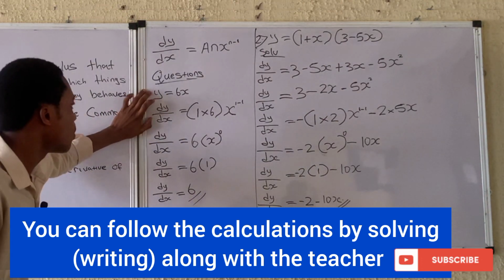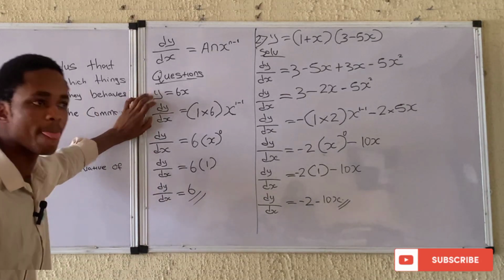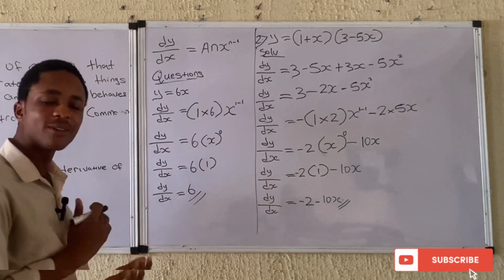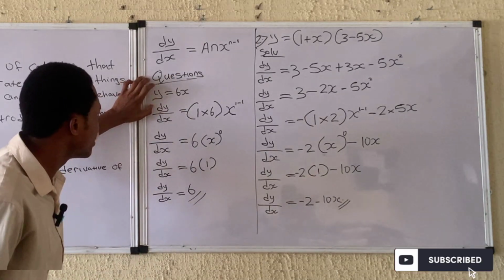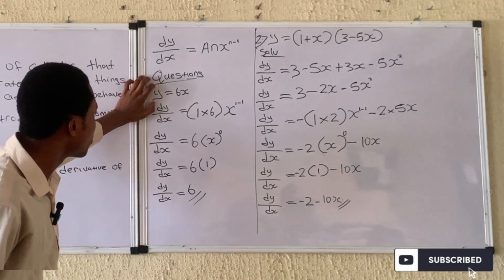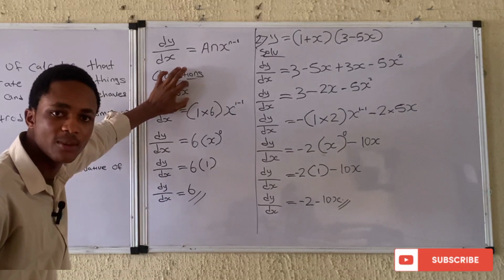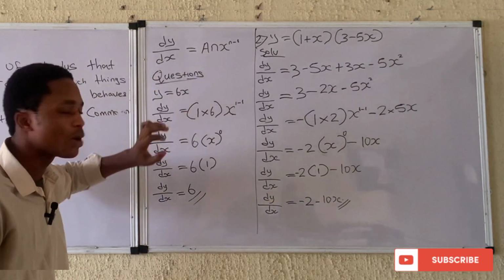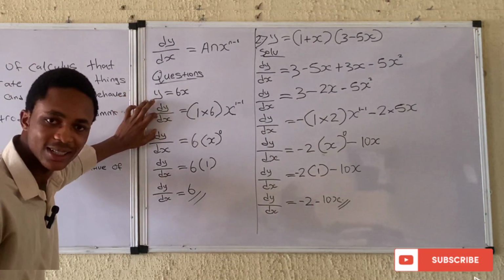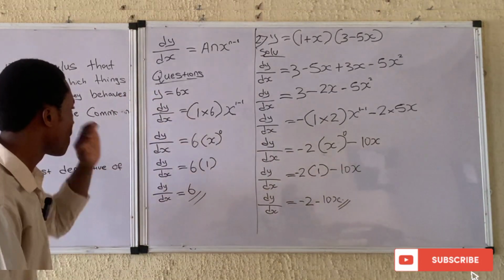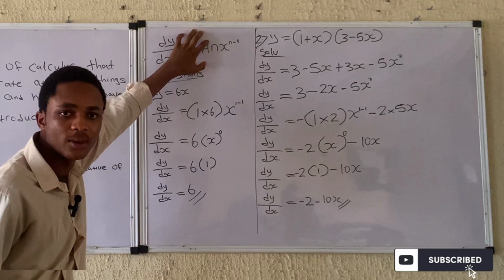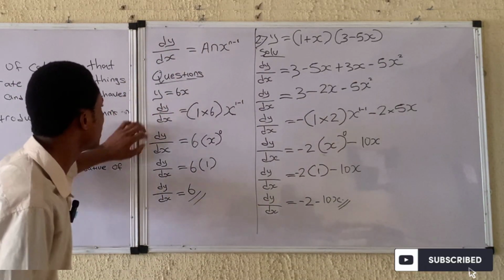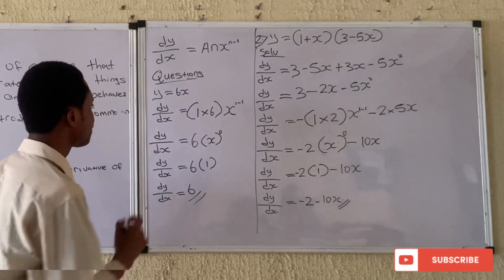Now, let's say y equals 6x. What are we talking about? What they are trying to tell us is differentiation of y with respect to x. That's how we say dy/dx. So we use the formula on the board to solve this question. This is question 1.